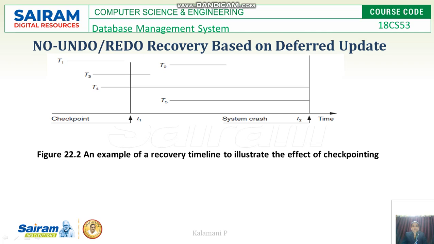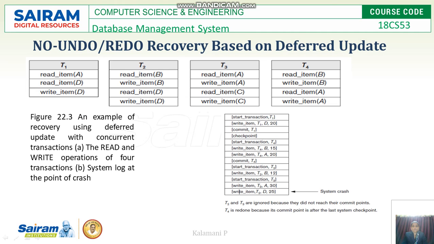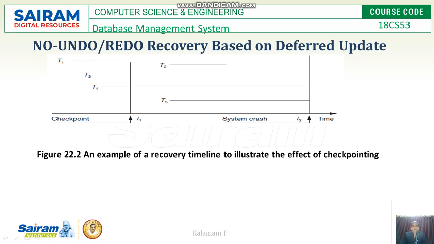Here we are taking five transactions: T1, T2, T3, T4 and T5, represented the same way over here. There is a checkpoint and a system crash. The checkpoint is fixed at the time of T1, and the system crashed at the time of T2. Here the T1 transaction starts and is completed before the checkpoint.